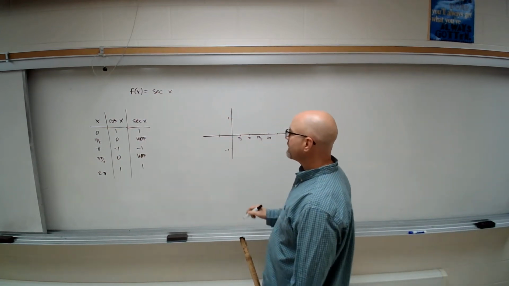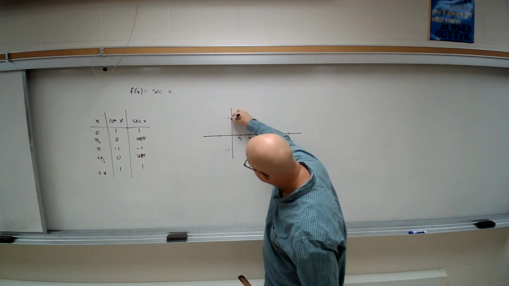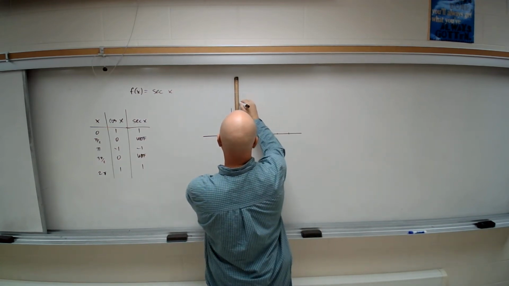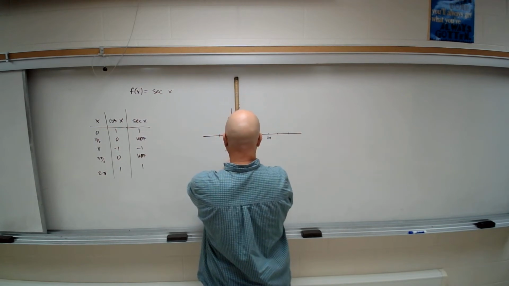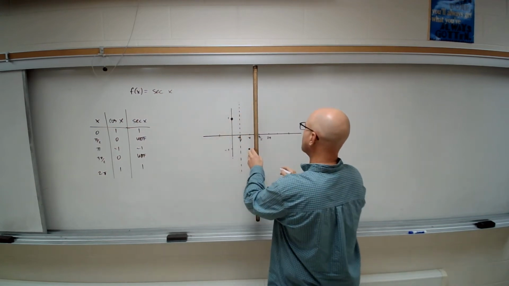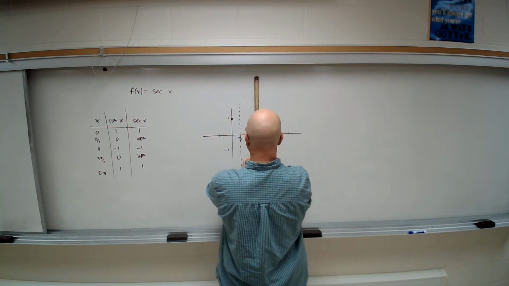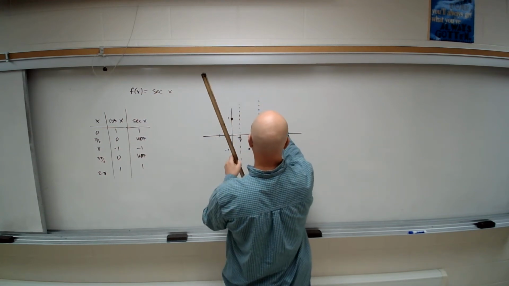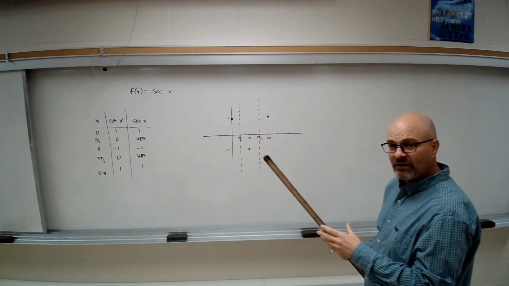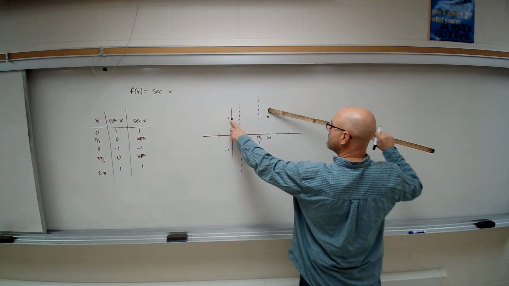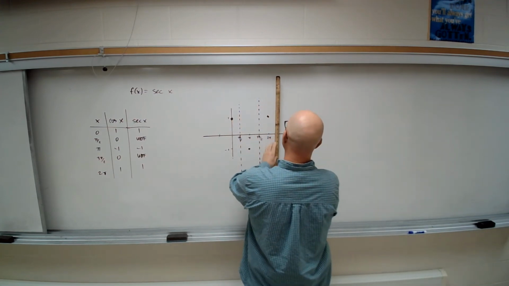So as we look here, 0, 1 is up here. Pi over 2 undefined would be a vertical asymptote. And then pi, negative 1. And then a vertical asymptote. And then 2 pi, 1. And again, we don't want to just stop here. So this is one period apart. So if we go to the right, we see a vertical asymptote.